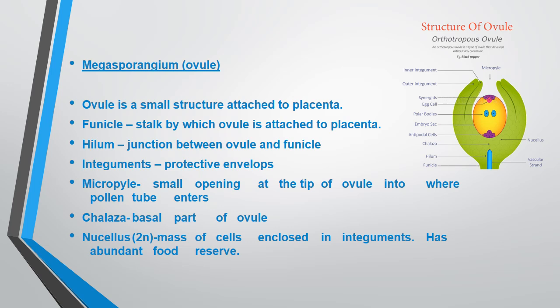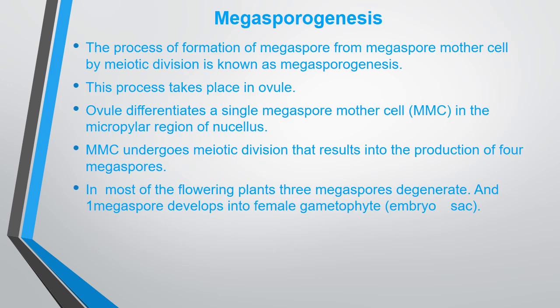It is 2n, they have a mass of cells. They are enclosed in integuments. They have abundant food reserves. The process of formation of megaspores from the megaspore mother cell by meiotic division is known as megasporogenesis. This process takes place in the ovule.